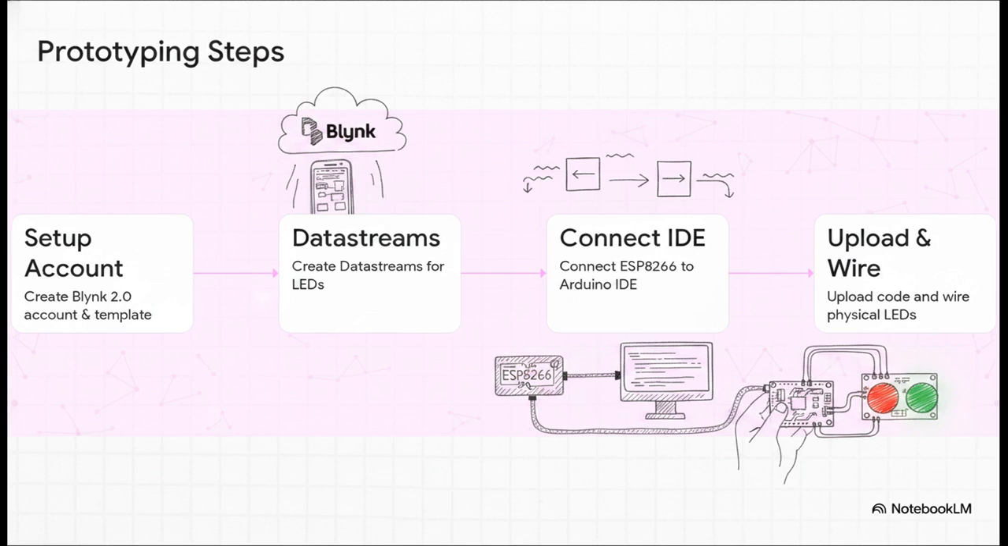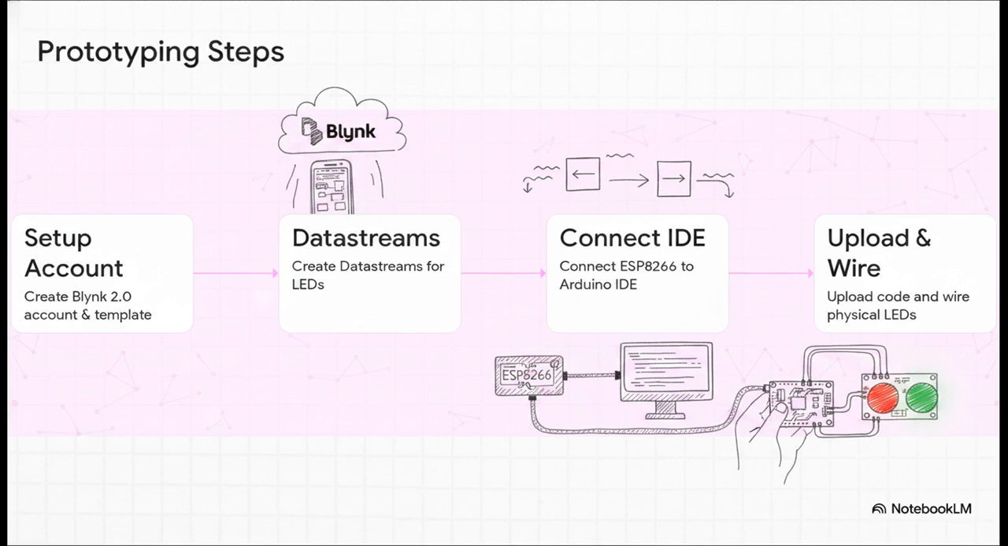First, you set up a Blink 2.0 account and a device template. Next, you create your data streams for your inputs and outputs. Third, you hook up your physical hardware, in this case a Node MCU ESP8266 board, right to your computer's Arduino IDE. And finally, you upload your C++ code and wire up the physical red and green LEDs.